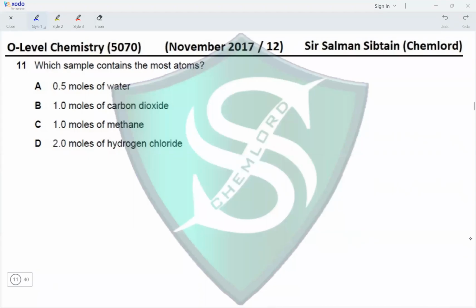Hi guys, this is O-Level Chemistry, paper 12, November 2017, question 11. Which sample contains the most atoms? 0.5 moles of water. So water is H2O. There are 3 atoms present in water. Therefore, 0.5 into 3 will give us 1.5 moles.